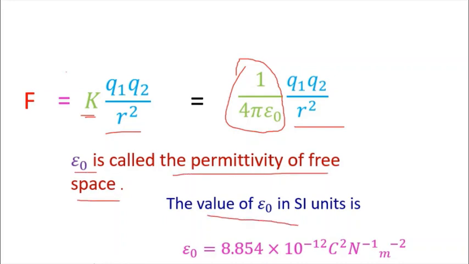The value of epsilon 0 in SI unit is 8.854 into 10 raised to minus 12 Coulomb square, Newton raised to minus 1, meter raised to minus 2.